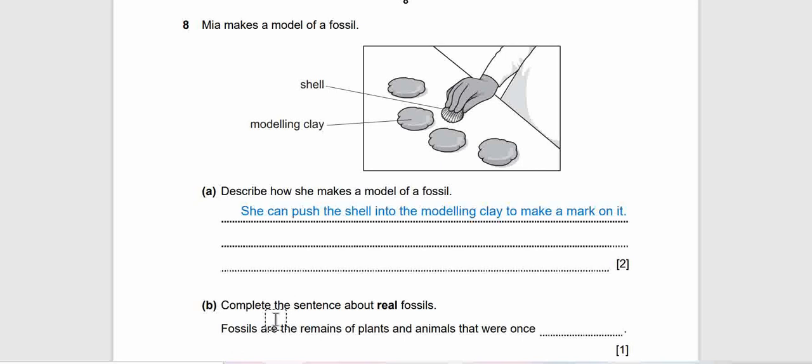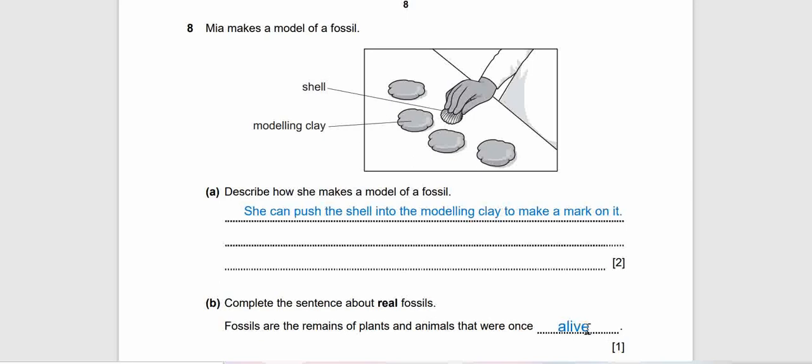Next. Alright, question B. Complete the sentence about real fossils. Fossils are the remains of plants and animals that were once something. What is your answer? Well, let's open up the answer, guys. The answer is alive, once alive.